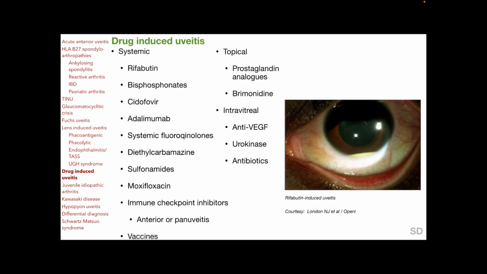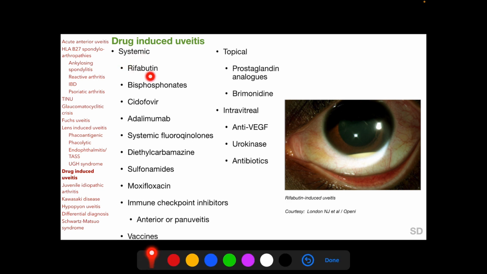A large number of drugs have been known to cause drug-induced uveitis, and among them we have rifabutin, cidofovir, moxifloxacin, immune checkpoint inhibitors used for cancer therapy, topical prostaglandin analogs and brimonidine, intravitreal anti-VEGF, urokinase used to dissolve blood accumulating in the eye, and intravitreal antibiotics.